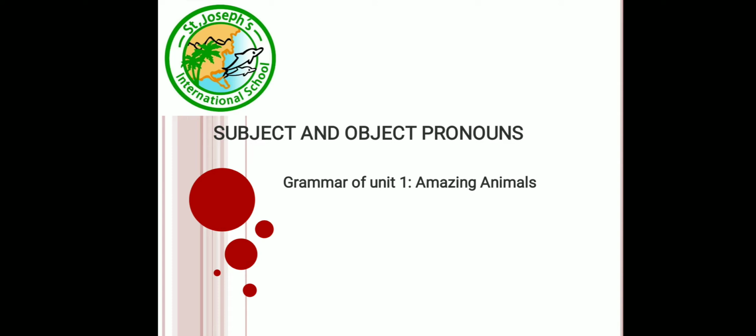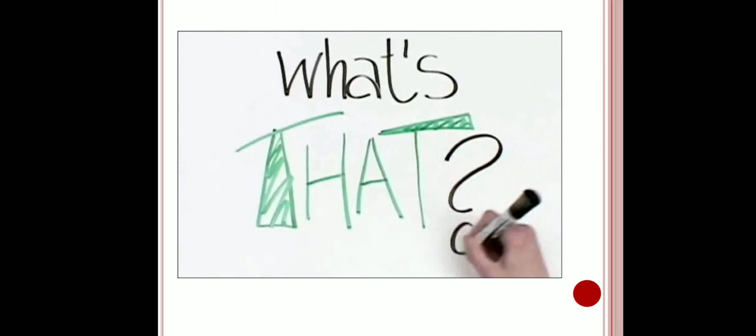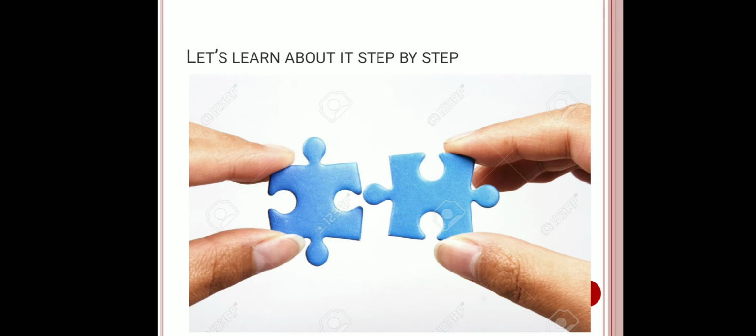Today we are going to explain the grammar lesson of Unit 1, Amazing Animals. The grammar lesson is all about the subject and object pronouns. So let's start. What is a subject or an object pronoun? Let's learn about it step by step.